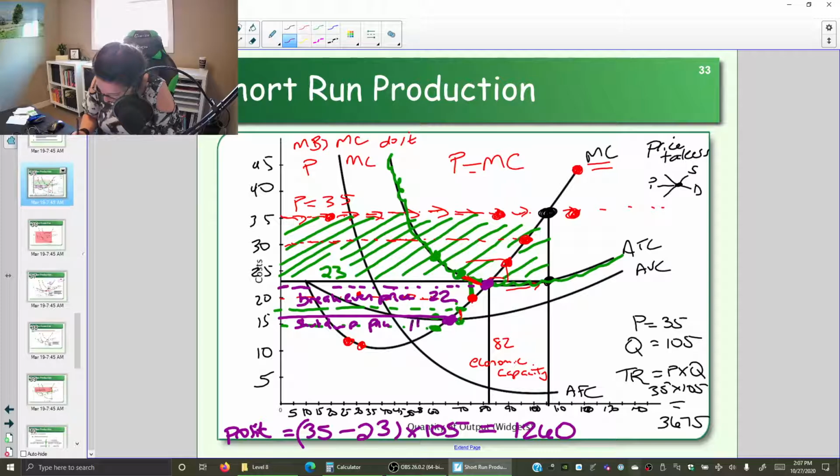and it's about $16. So if the price falls below that 16, we can't pay our workers. We know that because the price equals marginal cost locations are all below the average variable cost curve. If the price is above $16, even by a teeny bit, we can pay our workers and use the extra pennies to help pay some of the fixed cost.